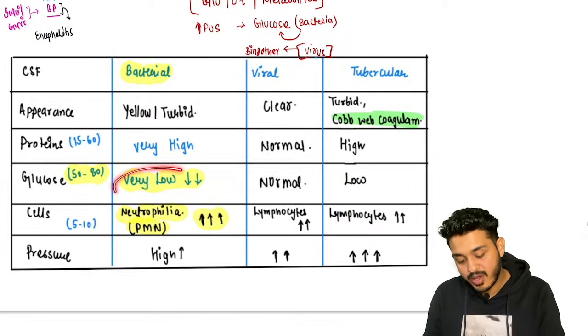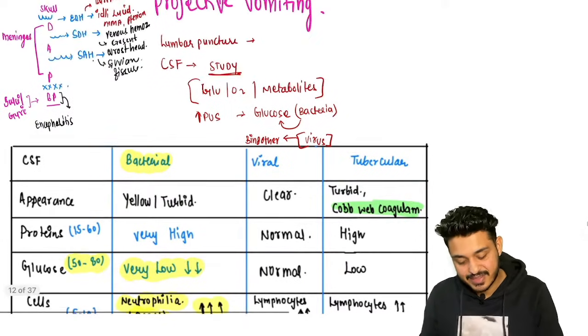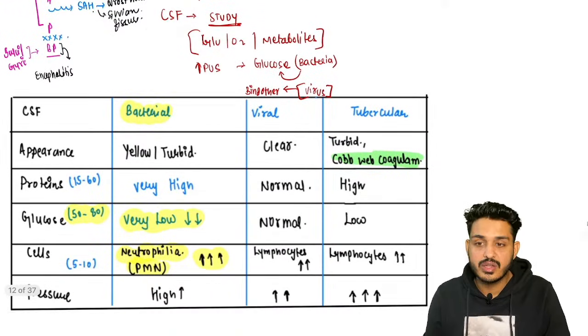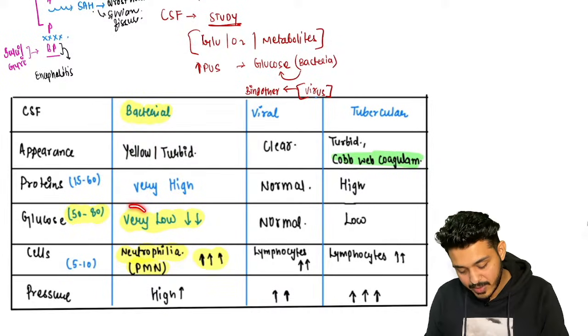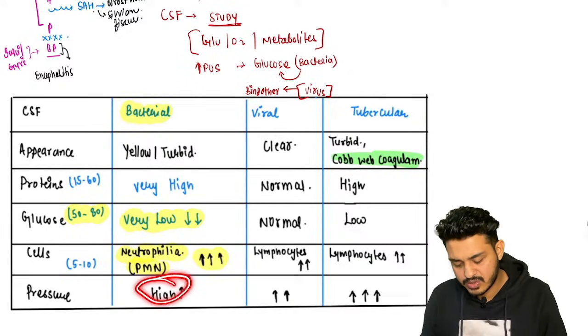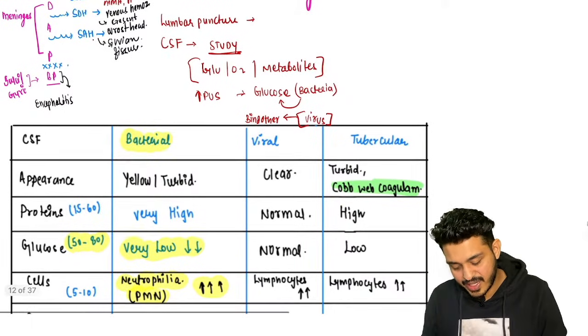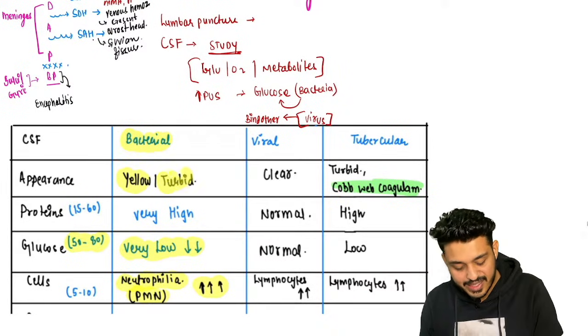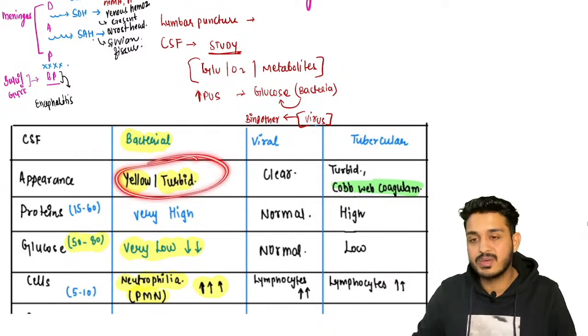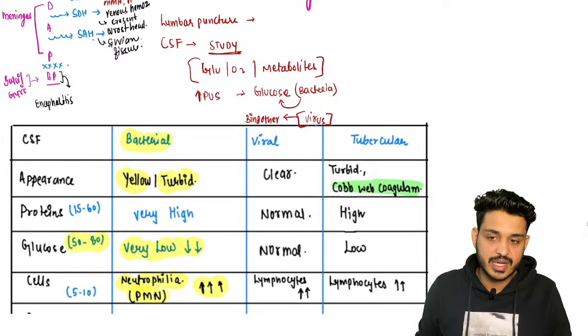So anytime you have bacterial meningitis, in the CSF that you are draining at L3, L4, L5, you will find very low sugar. WBCs are going to increase. Pressure will also be high, and the proteins are going to be high, right? And the appearance? Bacteria will make everything dirty, producing pus. So it is a yellow turbid CSF; you can look at the CSF and identify it.